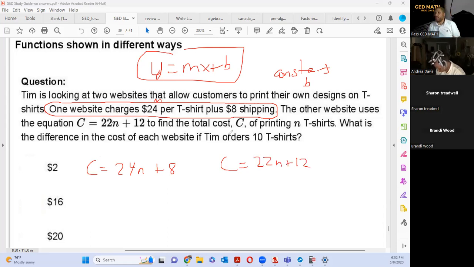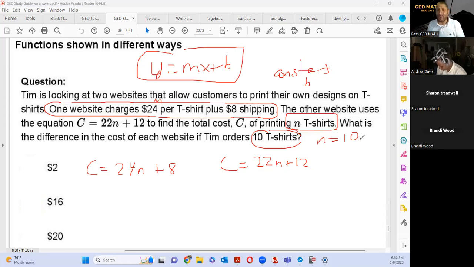What do they want to know? This is the cost of printing n t-shirts. So n is the number of t-shirts. How many t-shirts do you have? 10. So they're telling you n equals 10. So everywhere you see n, I'm going to put 10.